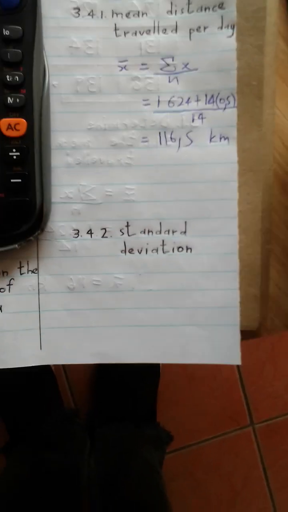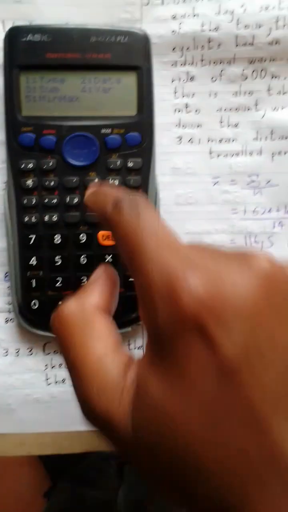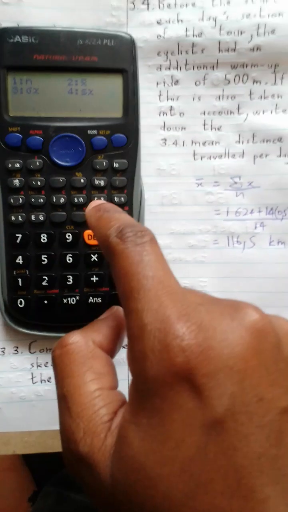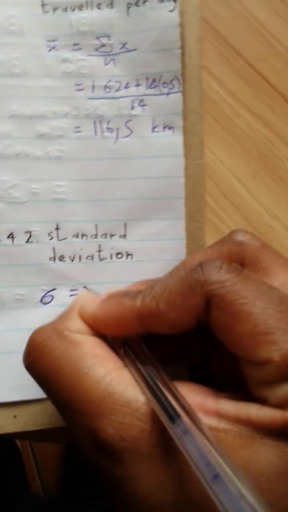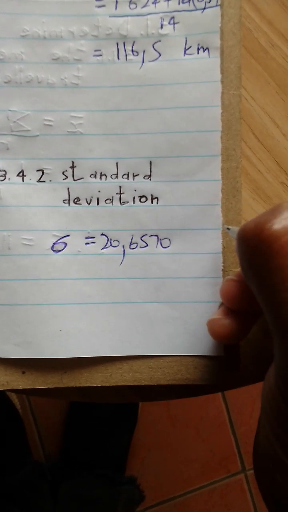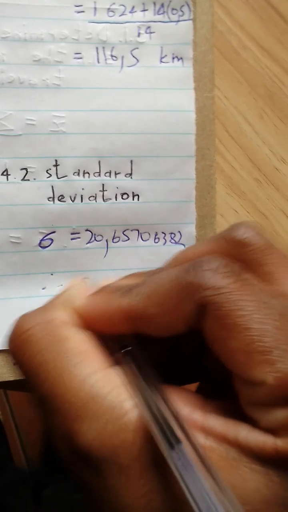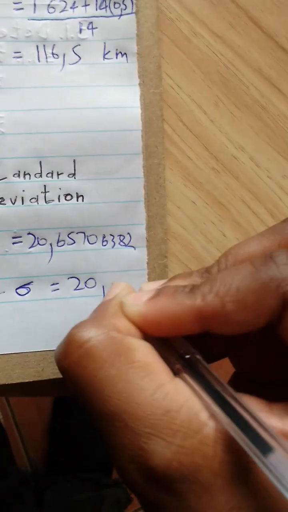3.4.2, if the additional warm-up of 500 meters is taken into account, write down the standard deviation. Now the standard deviation doesn't change. As you can see, it's still 20,6570 6382. SD is 20,66. Doesn't change.